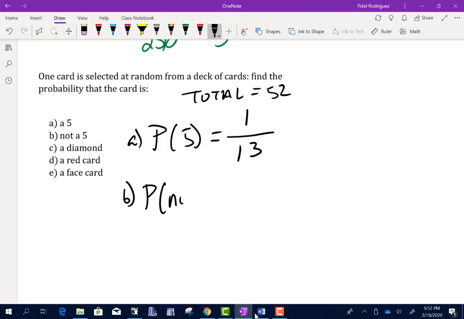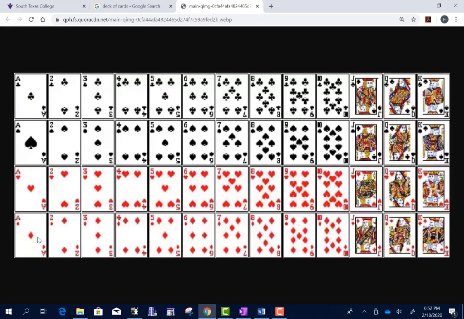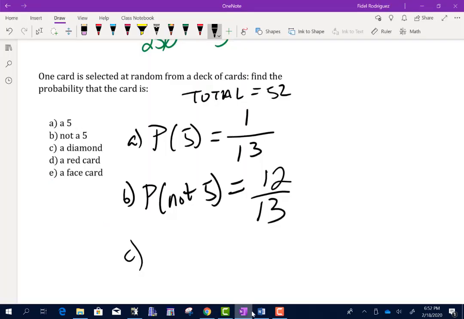Part B, not a 5. Well, if 1 out of the 13 are 5s, how many are not? The other 12 out of the 13. Okay. Part C, a diamond. So let me come back here. How many are diamonds? These 13 out of the 52, or I can say diamonds are 1/4 because these things are set up into 4 rows. The diamonds is 1 out of those 4. So the probability that we're going to get a diamond is 1 out of the 4, right?